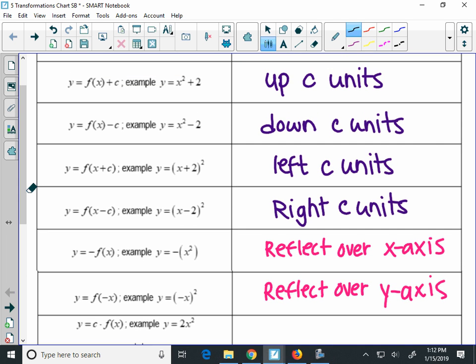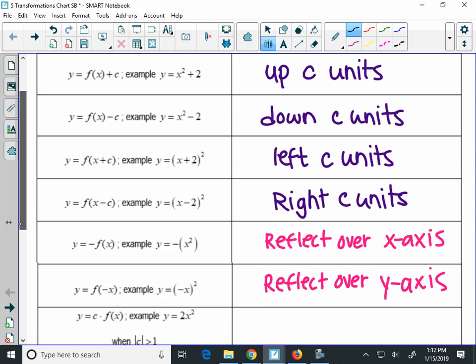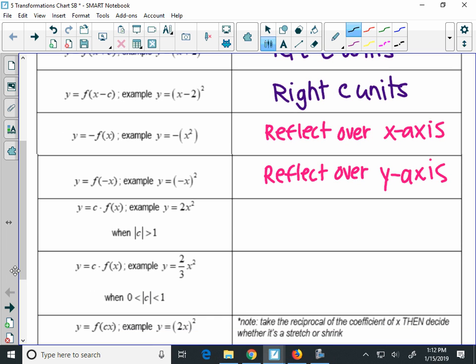We did up, down, left, and right on your quiz today. And then yesterday, what we did was we reflected our graphs over the x-axis and over the y-axis. We're going to add 2 more rules on here, and then on Thursday, we'll add the last 2.